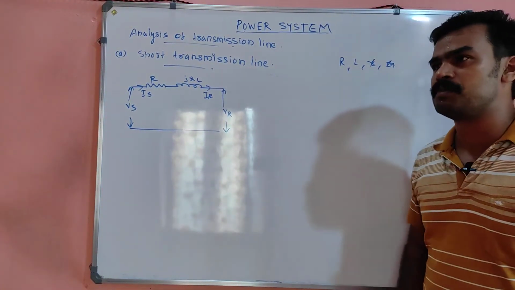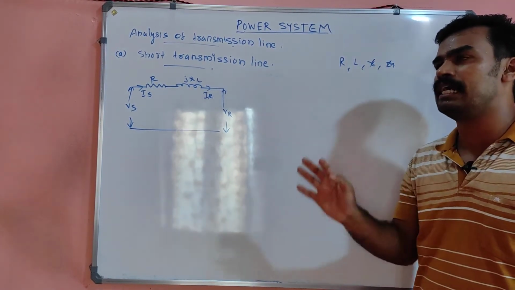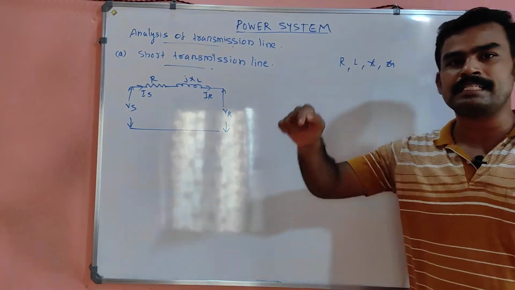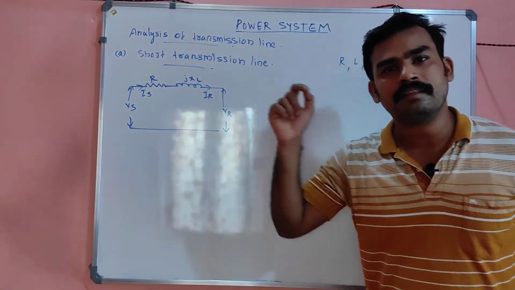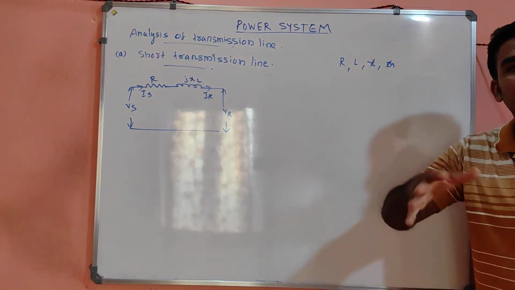It is a short transmission line. Just note the equivalent circuit, which consists of R and jXL. So between this R and jXL, there is a 20 volt loss. Not loss, a 20 volt drop.